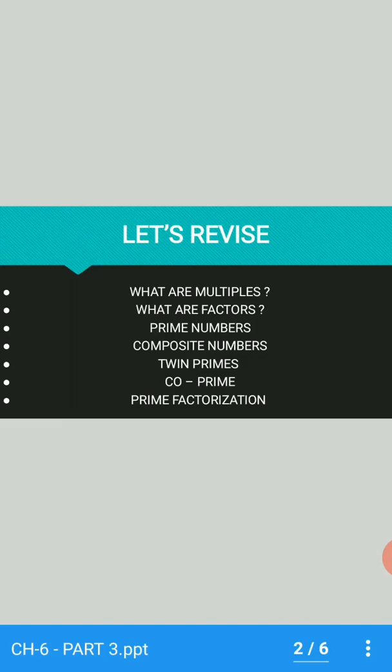Two numbers with only 1 as a common factor are called co-prime numbers. For example, 4 and 5. 4 and 5 both have only one common factor. So these two numbers are called co-prime numbers. Now we will discuss prime factorization. When a number is expressed as a product of its prime factors, we call it prime factorization. Clear?